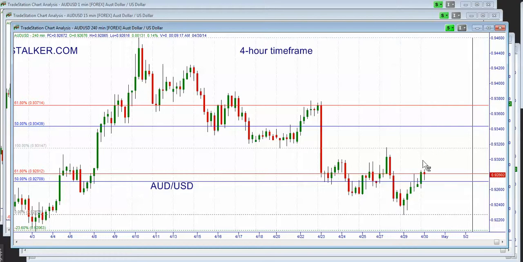This might come maybe end of the week or even beginning of next week, or it may come tomorrow if the market moves very, very quickly. So keep an eye on this market.